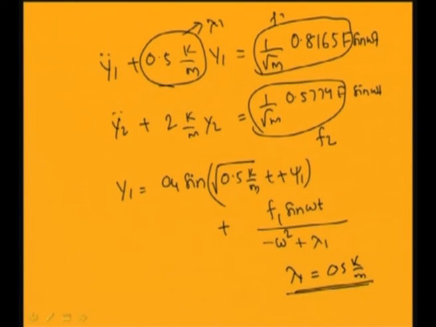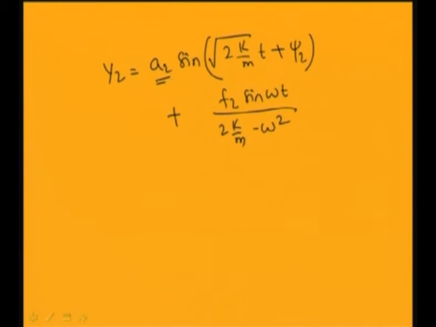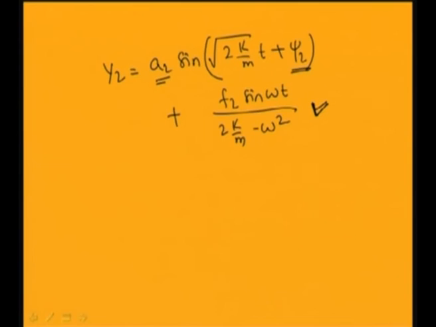So for a given k by m, one can find the solution of the system, and here a1, psi 1 and a2, psi 2 depend on the initial conditions of the system. By knowing these initial conditions, we can obtain the response of the system. So now let us see the normal mode summation method.